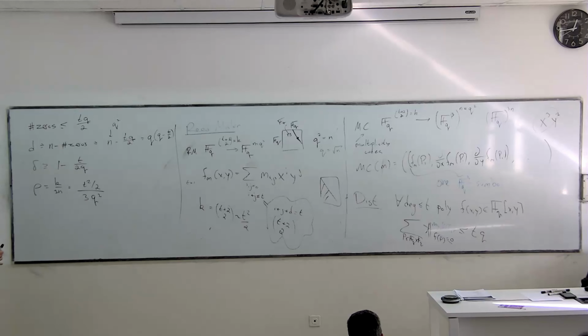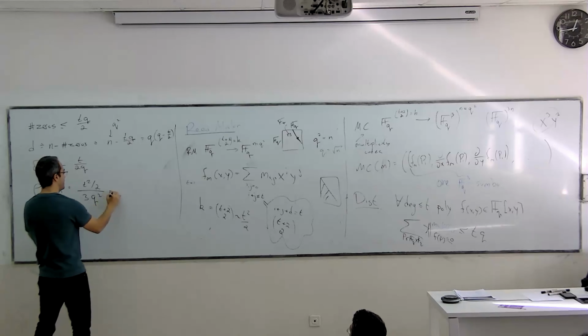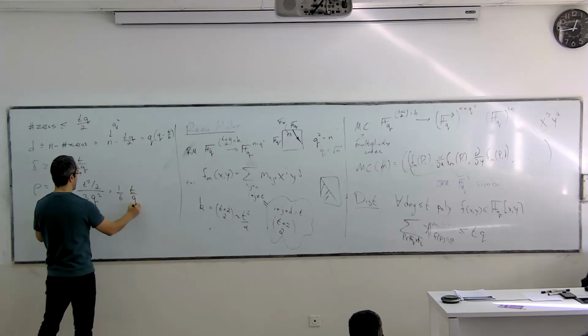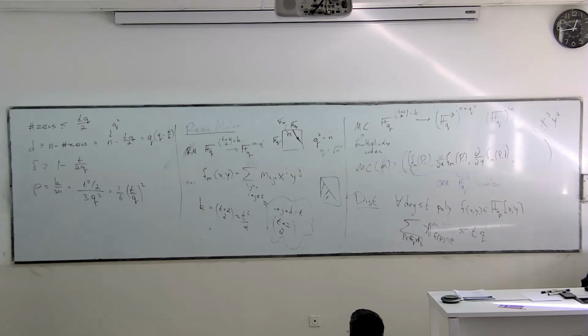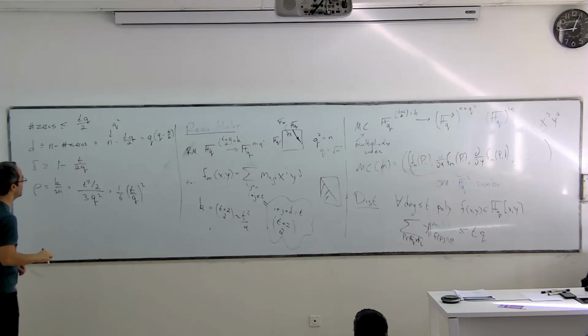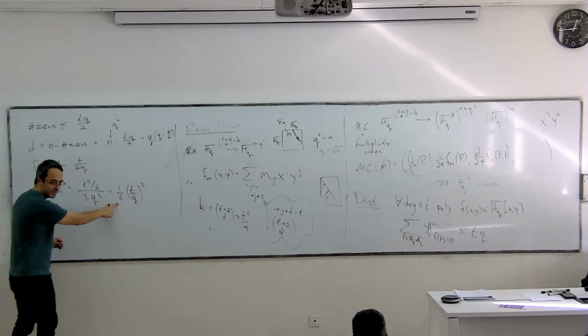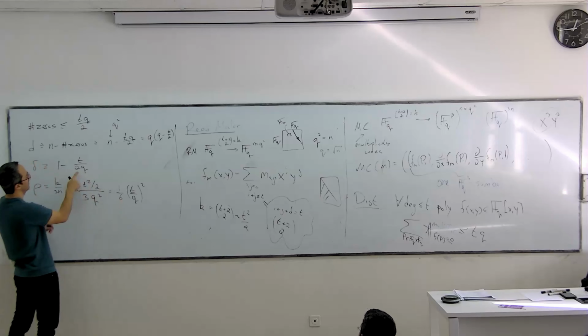The tangent, you see the square coming? So this is 1/6 t over q squared. 1/6 is there. I don't think it's 2/3. Yeah, maybe it's better than this. So that's better. Before it was 1/3, 1/2. Now it's 1/6.